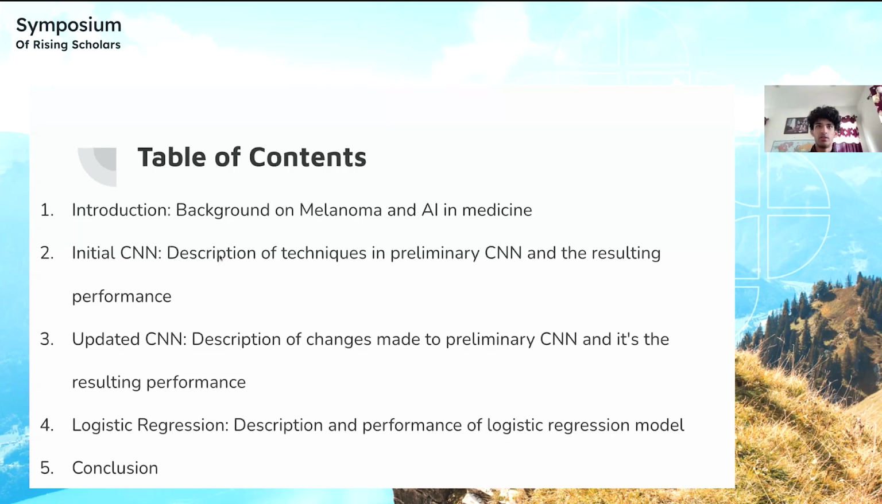Here's a table of contents that I'll be going through. First, an introduction and background information, then the initial CNN we created, then the updated CNN, how we improved the initial CNN, then the logistic regression model we created, and finally, the conclusion.